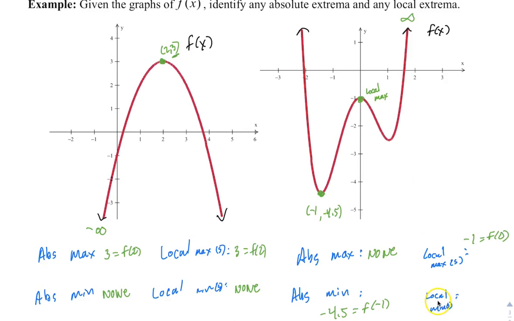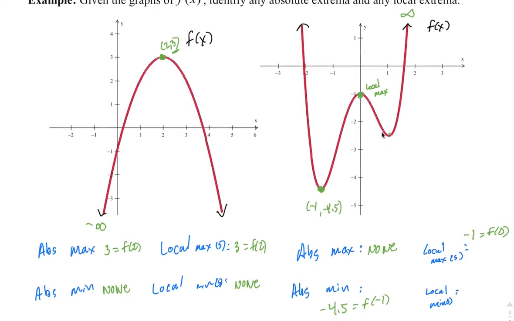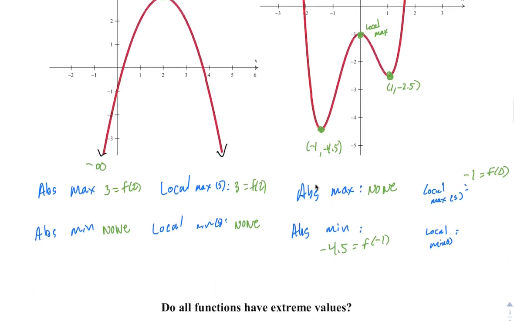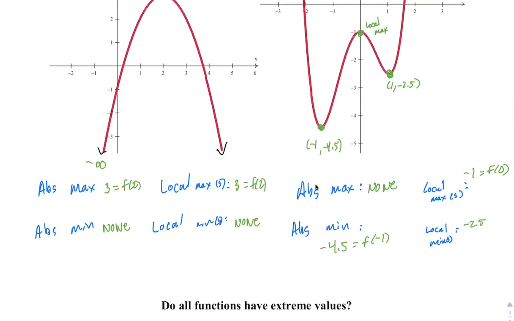But look at the local mins. Local mins are the little valleys, the little bottom curves. We have one right there. It looks like, we'll say, 1 and -2.5. And we also have the one from before, the absolute min. That's also a local min. It happens to be both again. So you have two local mins. We have -2.5, which equals f of 1. And then we have -4.5, which equals f of -1.